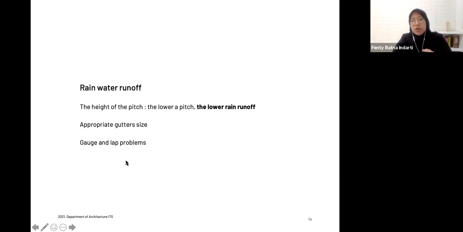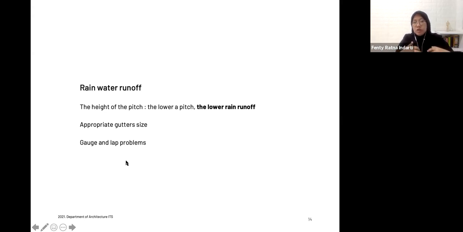If you are talking about a very low pitch one, almost flat, then you have to think about the gutters, because it will accumulate a lot of water because it doesn't go down directly. And so you have to think about the gutter size. And then you also have to think about the gauge and lap problems. We are using materials. In the next slide, I will show you several methods of attaching the covering for our roof.